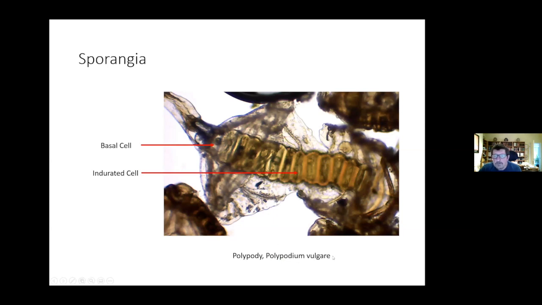And this is Polypodium vulgare, the polypody, the common one. And it has a lot of these indurated cells. It has 1, 2, 3, 4, 5, 6, 7, 8, 9, 10, 11, 12, 13, 14. If it was interjectum, we'd only have about 6 to 7. So this is one way we identify them. We have to get them on the microscope and count all these up.